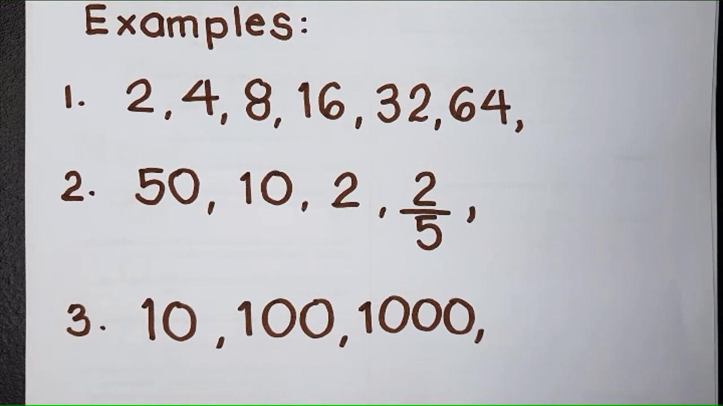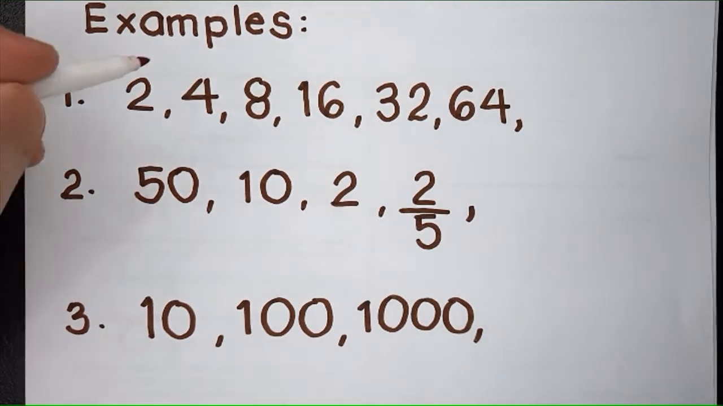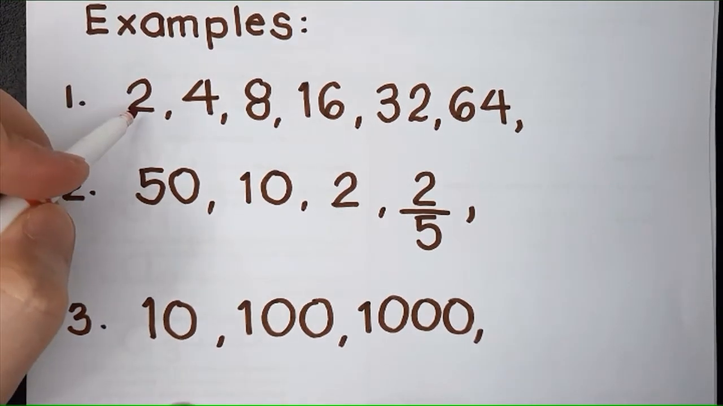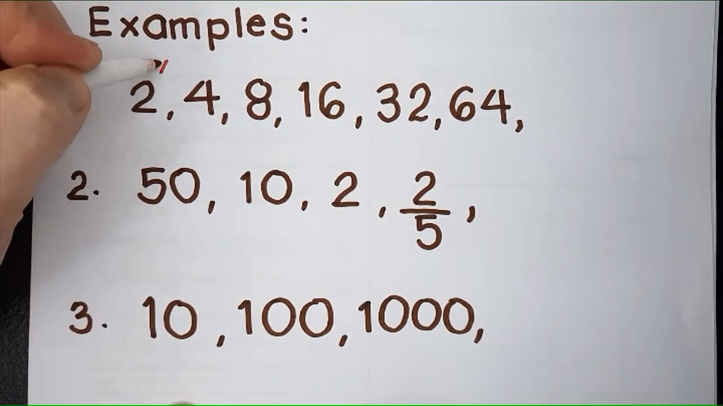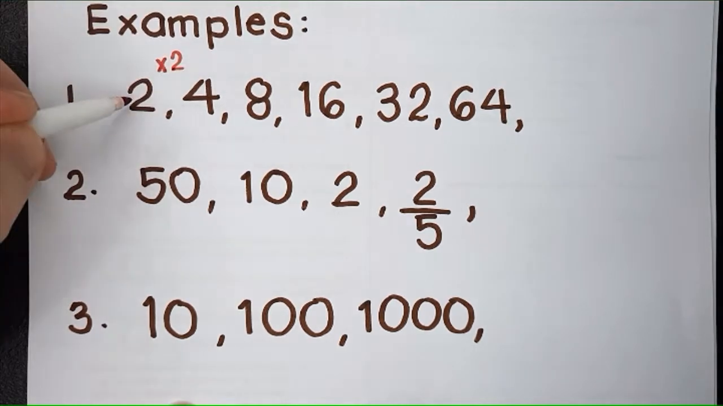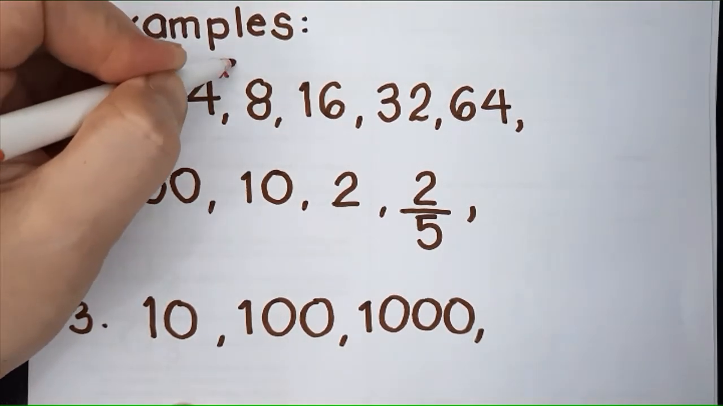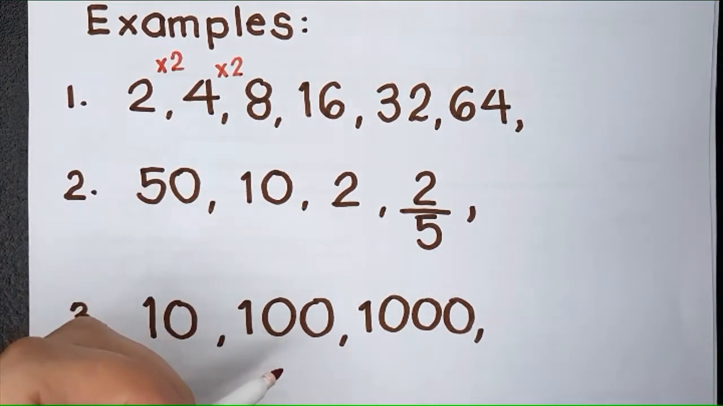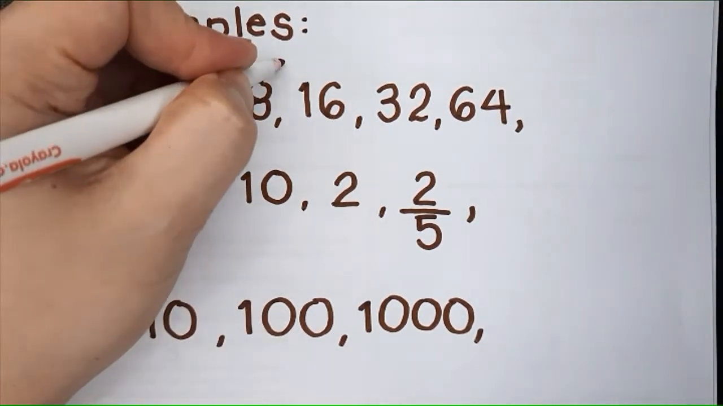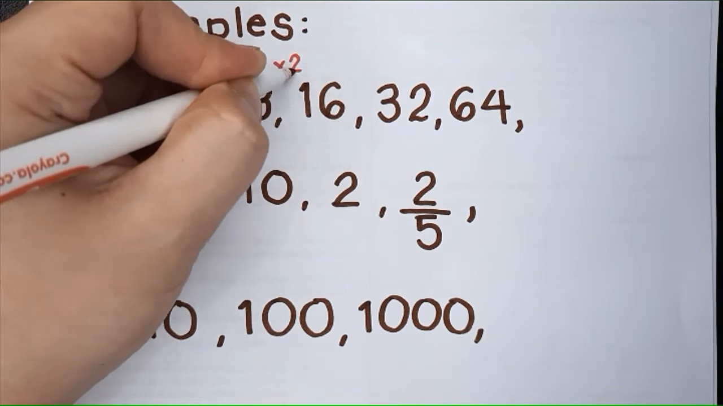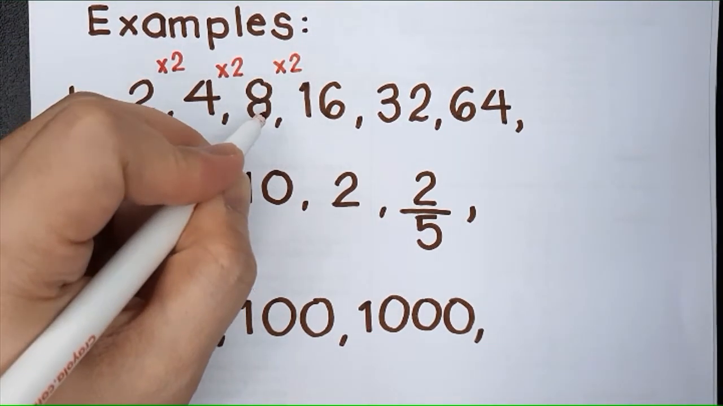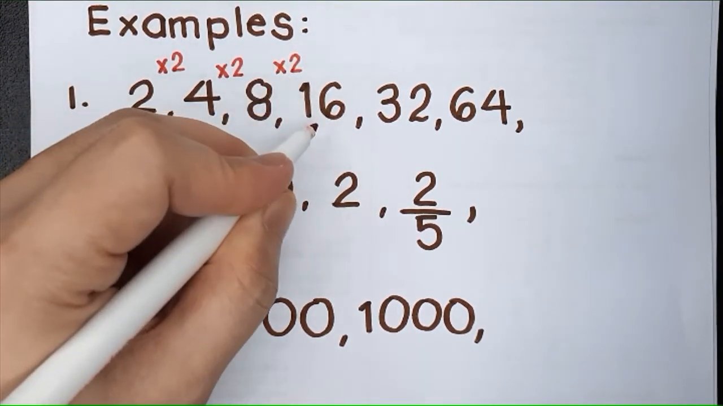Diba ang dali? Paano? How do we do that? We simply multiply this term by 2. Right? 2 times 2, you get 4. Diba? 4 times 2, you get 8. And so on, right? You simply multiply this term or the preceding term to get the next term.